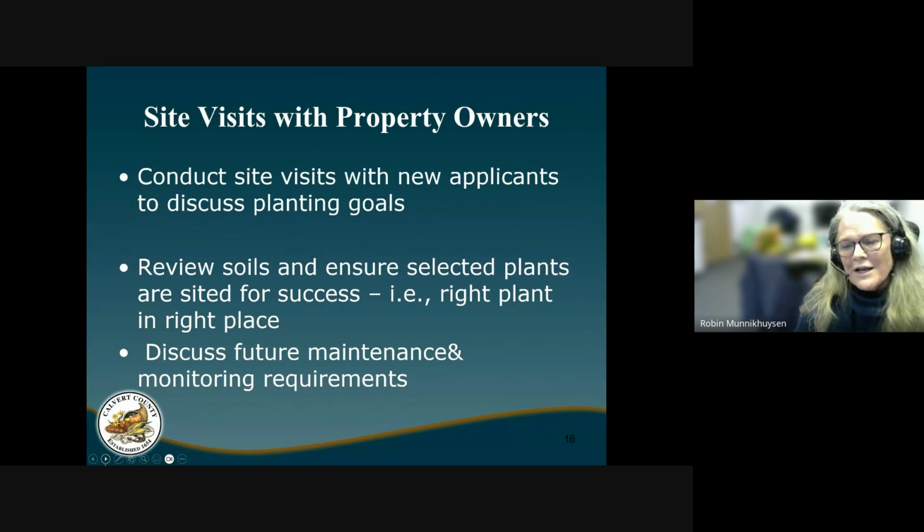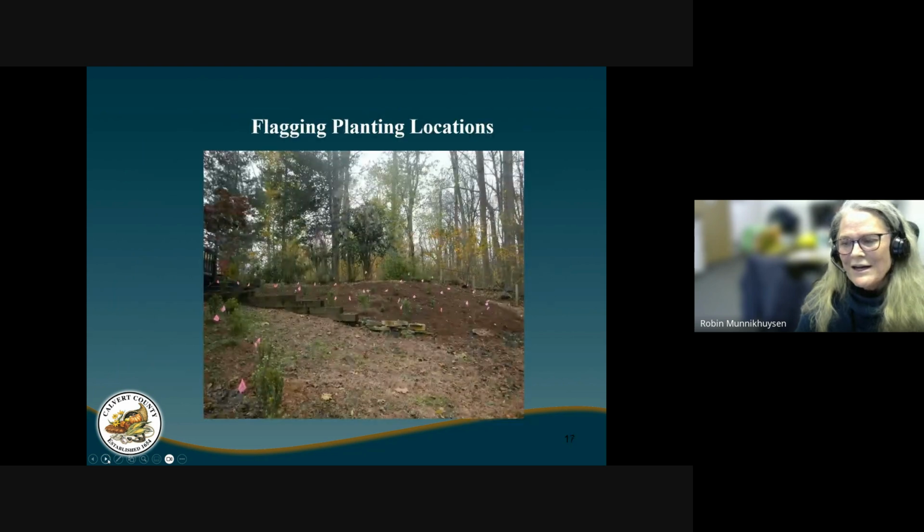At the beginning, there's a lot of my time spent conducting site visits with new applicants, sometimes older applicants too, that may be repeats, who will need a site visit depending on the scope of their project. I look at the soils and ensure that they're putting the right plant in the right place to the best of my ability. And this is real important too. I talk to them about future maintenance and monitoring because I only have so much time, and the onus of this success over the long term goes to the property owner. It's important that they have the ability to water, the physical ability to maintain these plants, and to contact me if any issues arise.